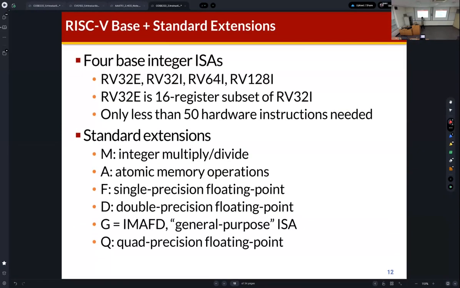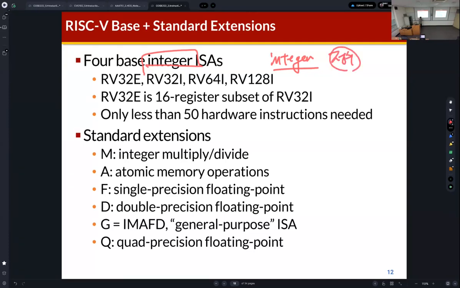The RISC-V ISA is composed of base instructions and extensions. The base instructions of the RISC-V ISA are integer instructions. So what are integers? What are integer instructions? In Korean, integers, what is it? 정수.